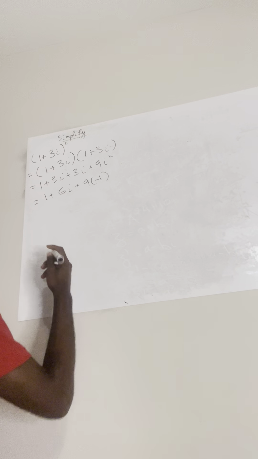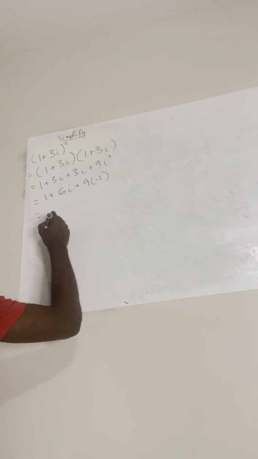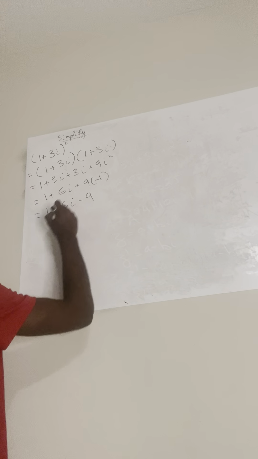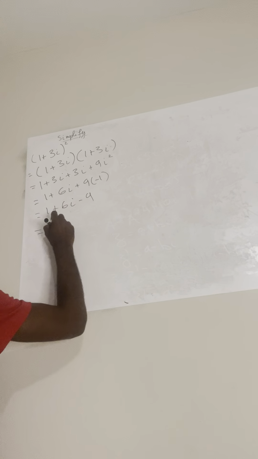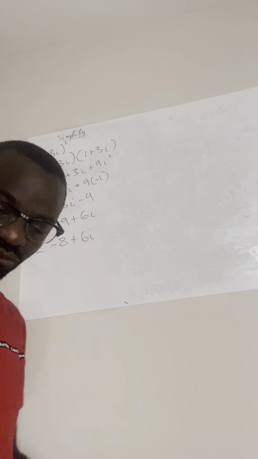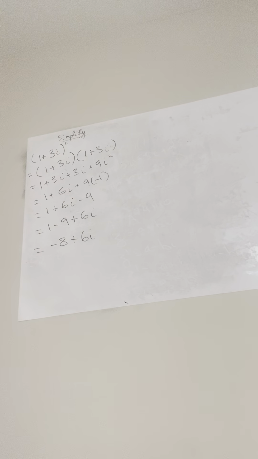Remember, everywhere I see i squared, I turn it to a negative 1. It's equal to 1 plus 6i minus 9, which is 1 minus 9 plus 6i, which is negative 8 plus 6i. This was for the second example.